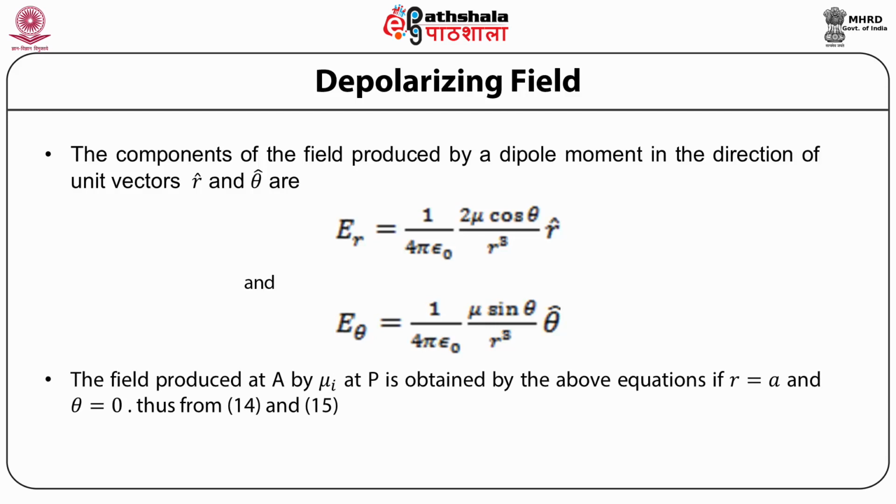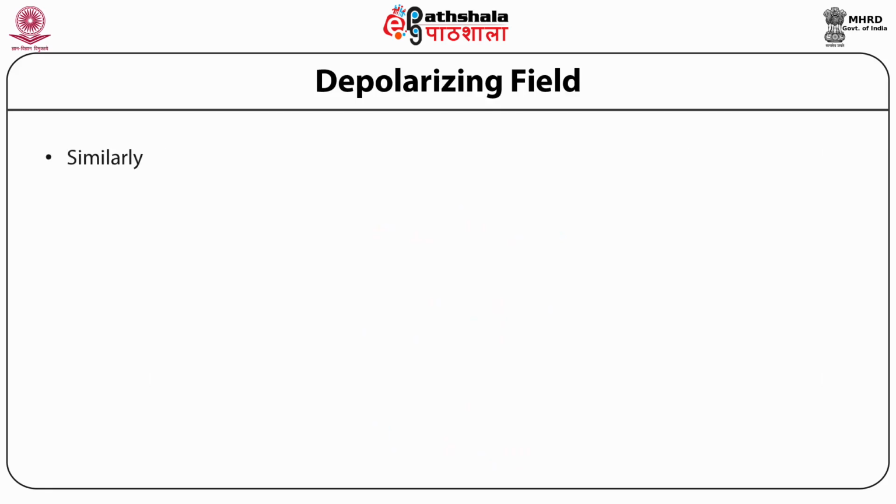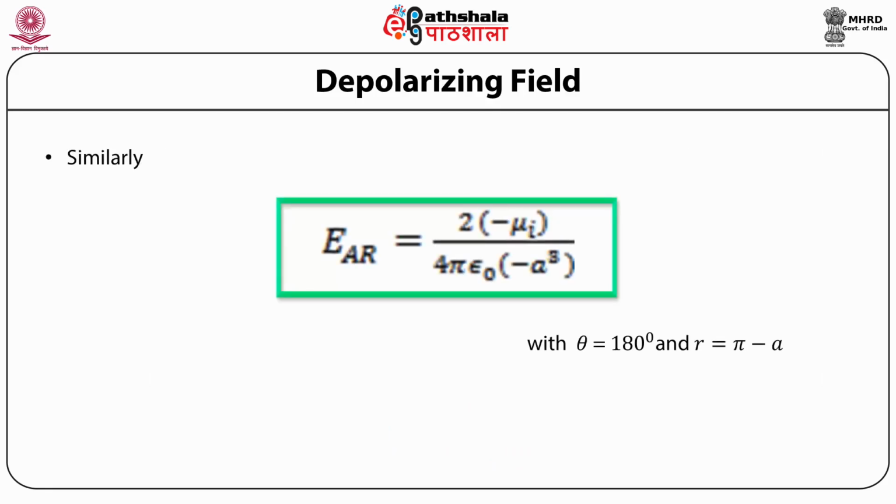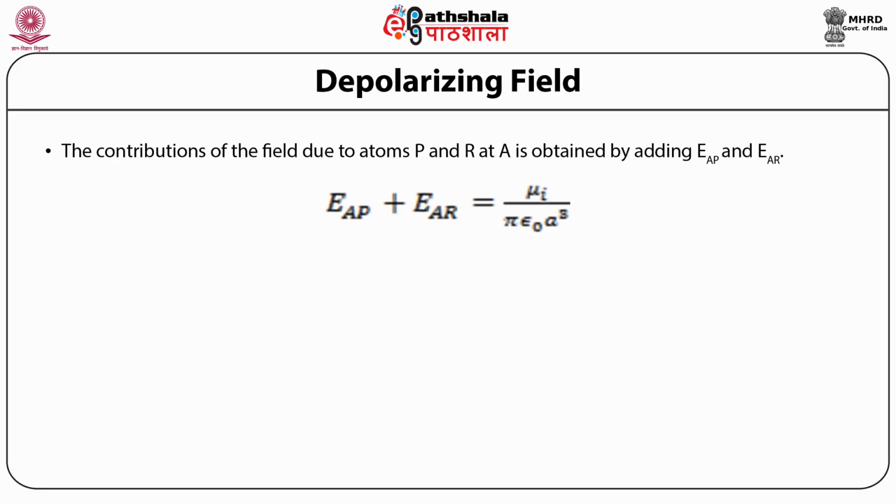Thus, from equations 14 and 15, E_AP is equal to 2 mu_i by 4 pi epsilon 0 a cube. Similarly, E_AR is equal to 2 mu_i by 4 pi epsilon 0 a cube, with theta equal to 180 degrees and r equal to minus a. The contributions of the field due to atoms P and R at A is obtained by adding E_AP and E_AR. So, E_AP plus E_AR is equal to mu_i by pi epsilon 0 a cube.